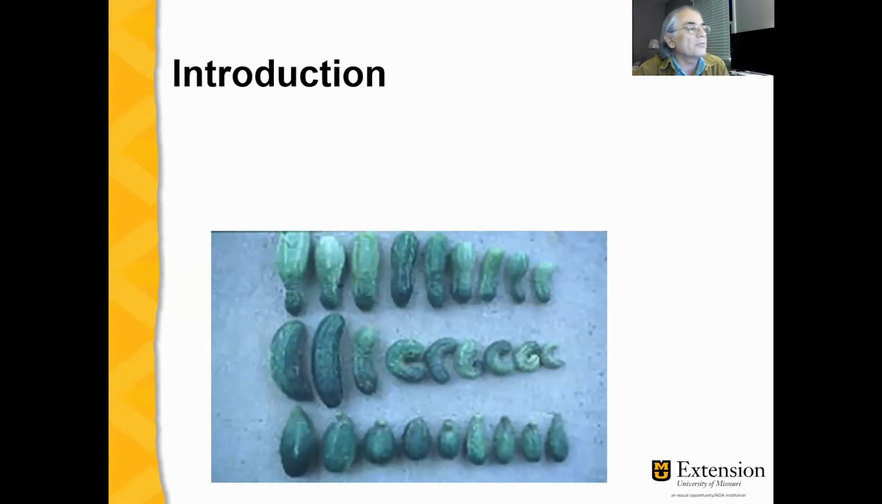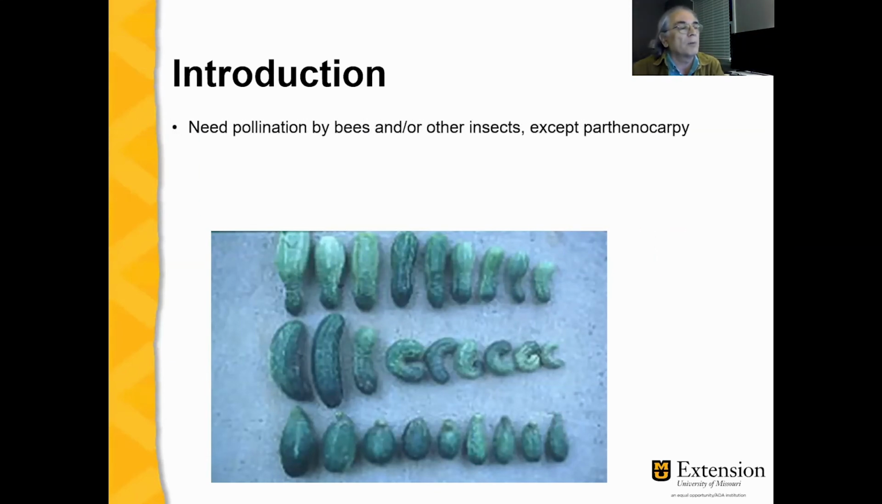So one of the important things is how well the flower is pollinated. It needs pollination by bees and other types of insects, except for the parthenocarpic ones, which don't need it and which we don't want to be pollinated. But in general, you see in these pictures all kinds of fruit deformation because of lack of good pollination. They're deformed, misshapen, etc. And when pollination is not enough, the flower just drops.